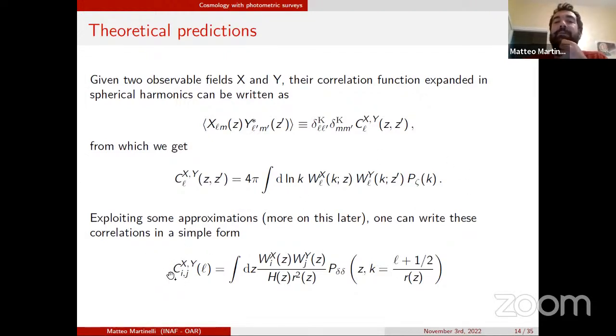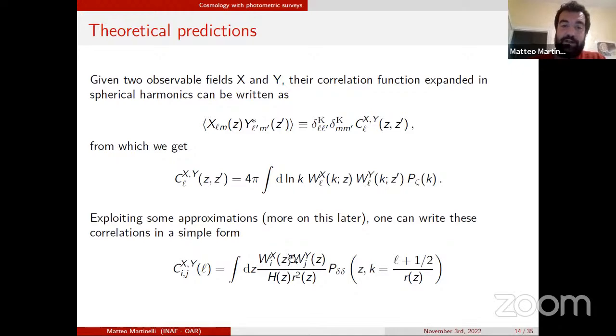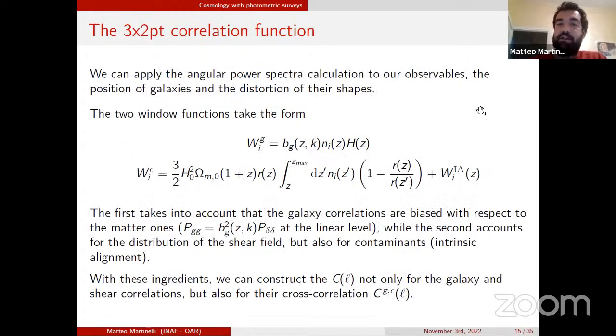And basically you can, from your theory, get your C_ells, your correlation function, simply as a function of your matter power spectrum, your Hubble rate, your comoving distance, so three things that can be obtained from your theory, and as a function of two window functions here that are related to the things that you are observing. So in particular, for what we want to do, galaxy clustering and cosmic shear, these window functions, these kernel functions, these W's, take this shape.